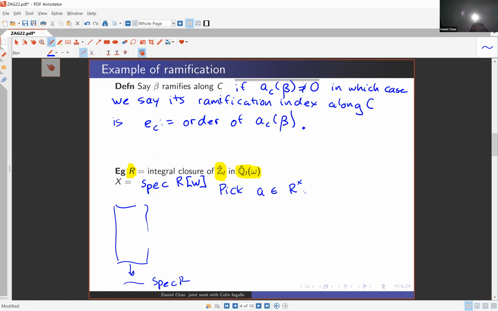Okay, and so what we do here is, well, you have to pick a beta as well. So I'm going to pick a beta, and I'm just going to pick the symbol A, W, omega. Okay, we want to look at ramification here. So let me just say some words about the ramification when we try to compute this.